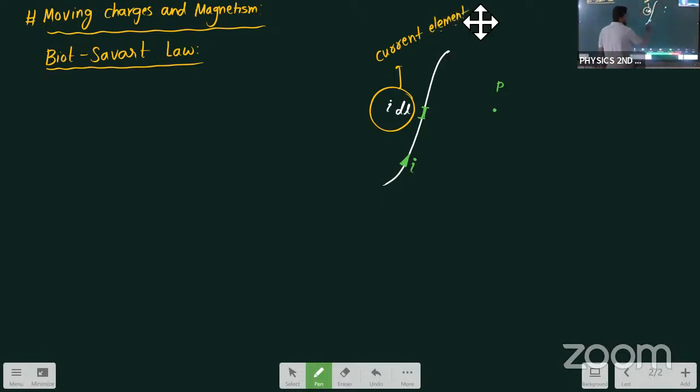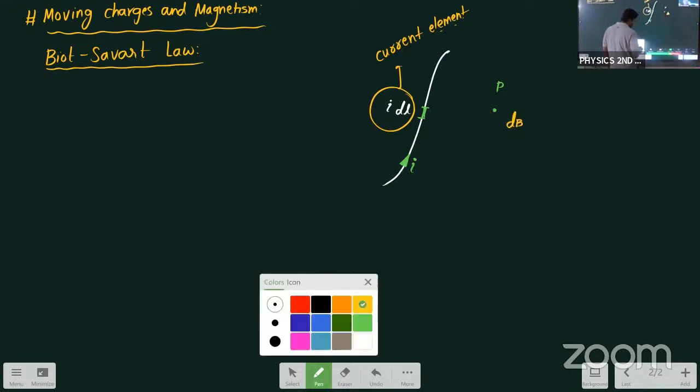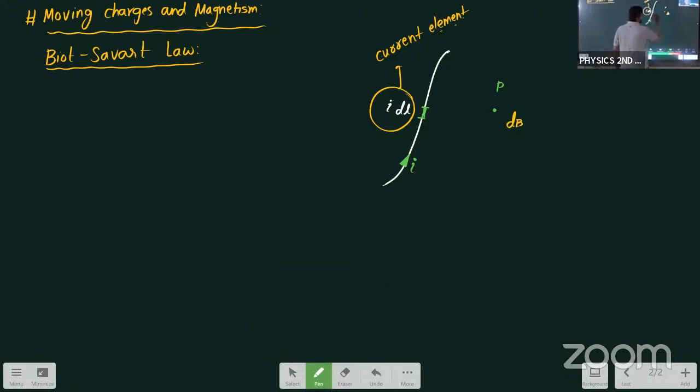Now see here, I want to determine the magnetic field. I have taken only a small element, so due to this small element, only a small amount of magnetic field will be generated here. So I want to determine the magnetic field generated at this particular point P due to this small element idl. So let me draw one position vector. This is r, and the angle between the current element and this position vector is theta.